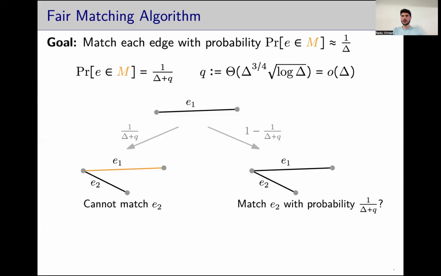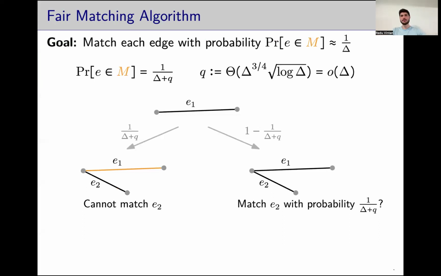So maybe a natural approach would be to match it with probability 1 over delta plus q. But this would be a small mistake, because we only reach this case with probability 1 minus 1 over delta plus q. So the overall probability of matching E2 across all of this randomness would be 1 over delta plus q times 1 minus 1 over delta plus q, which is a bit too little.